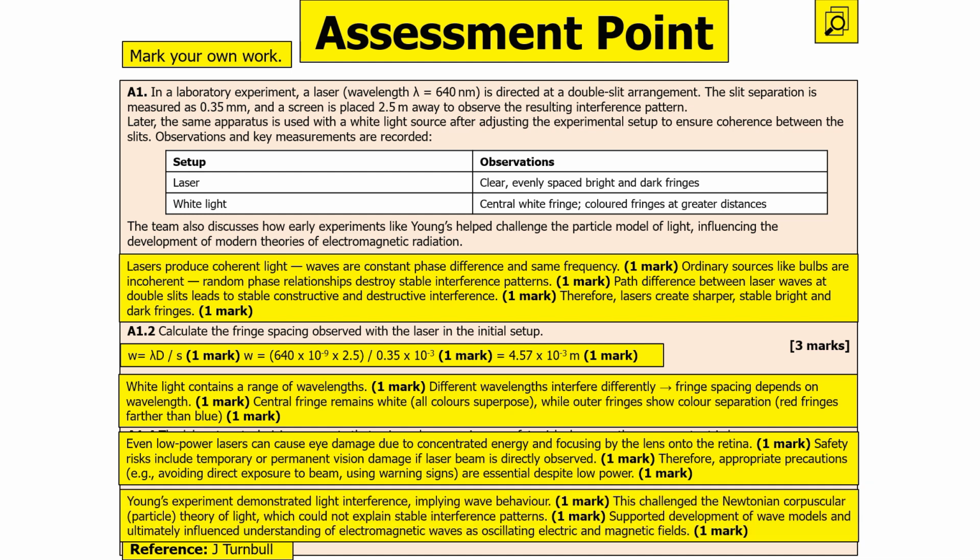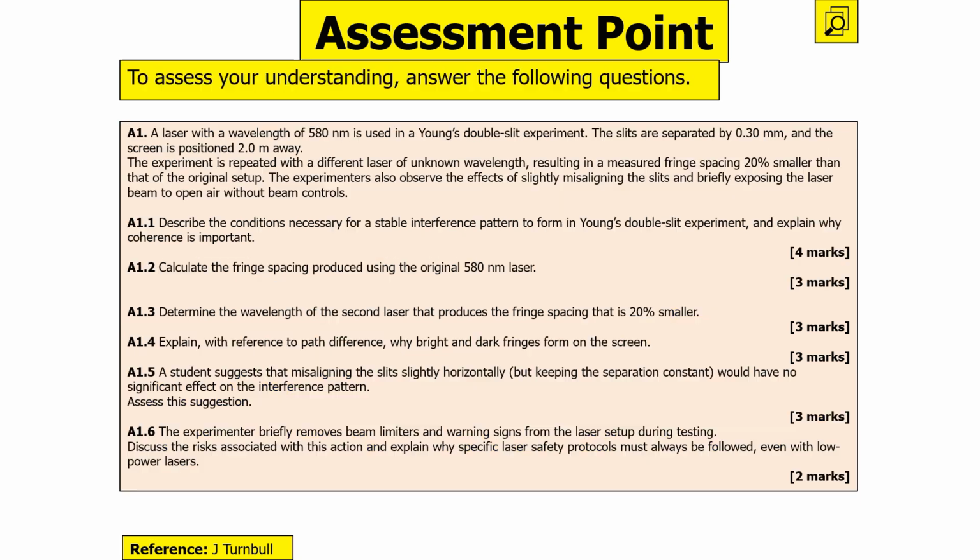Now, Young's experiment demonstrated light interference, implying wave behaviour. This challenged the Newton particle theory of light, which couldn't explain stable interference patterns. So this supported development of wave models and ultimately influenced the understanding of electromagnetic waves as oscillating electrical and magnetic fields. A laser of wavelength 580 nanometers is used in a Young's double-slit experiment. The slits are separated by 0.30 millimeters and the screen is positioned 2.0 meters away.